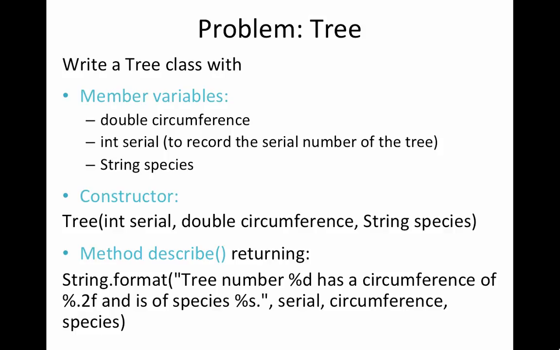Let's take a look at the member variables. We want to have a circumference, a serial number, and then the species of the tree. Now inside the constructor, we want to initialize those fields and pay attention to the order in which we have the parameters, not because the order itself matters for any particular meaning of the tree, but because when we are creating the trees, we should first give the serial number, then the circumference, and then the species, because the constructor takes them in this order.